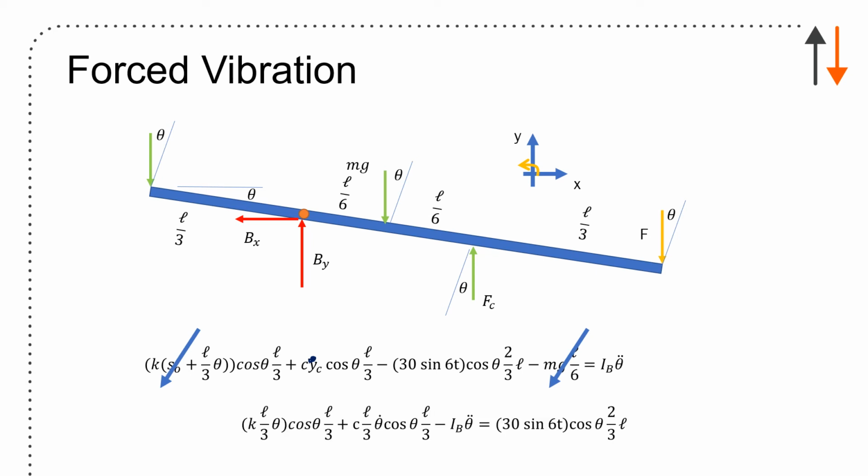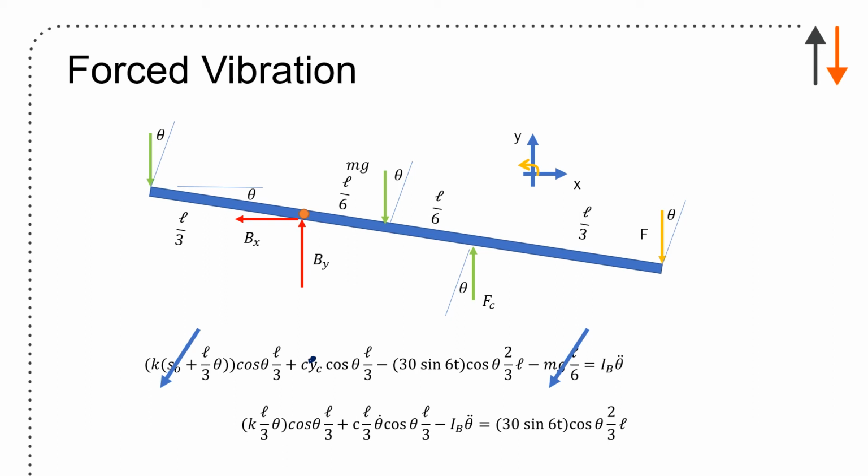And I did one case where I didn't do that. It's kind of a cool way to do it, and if you want to take a look, there's another video for that. So I end up with k L over 3 theta cos theta L over 3, C L over 3 theta dot. I'm just substituting my y dot, C L over 3, minus IB theta double dot.